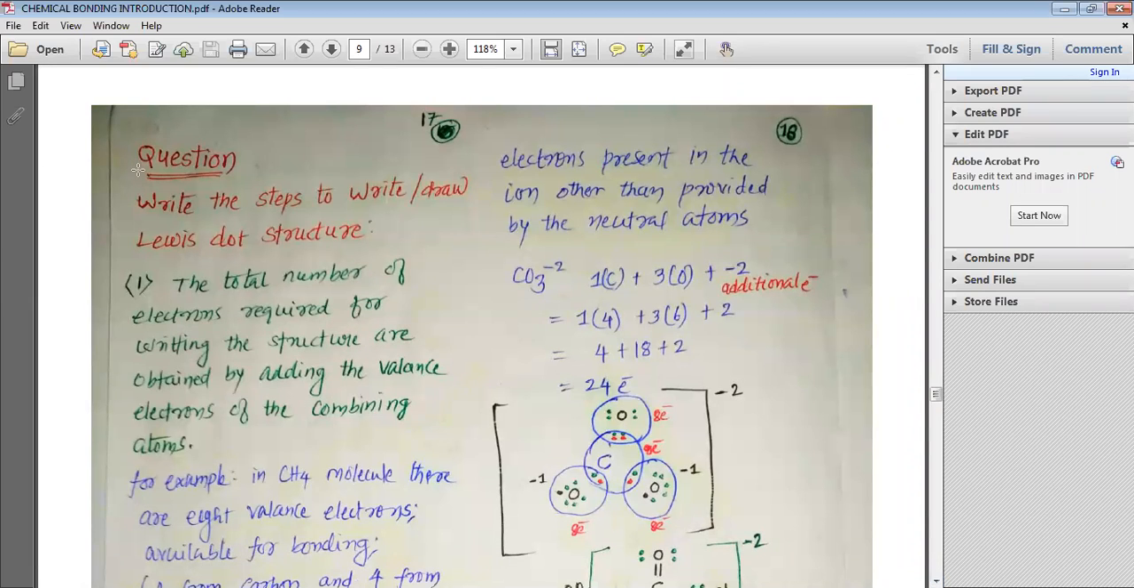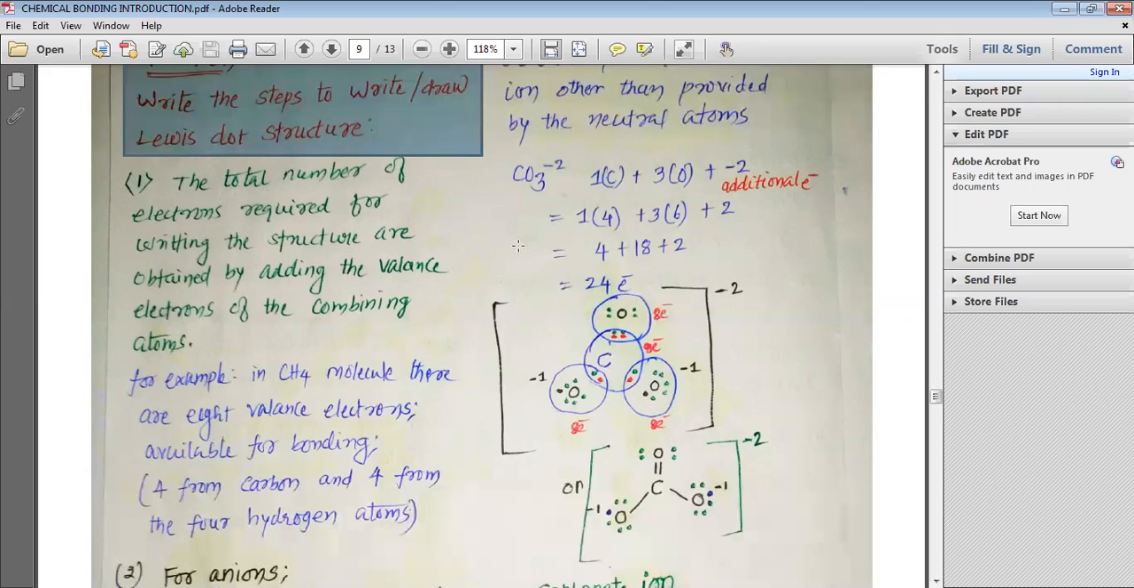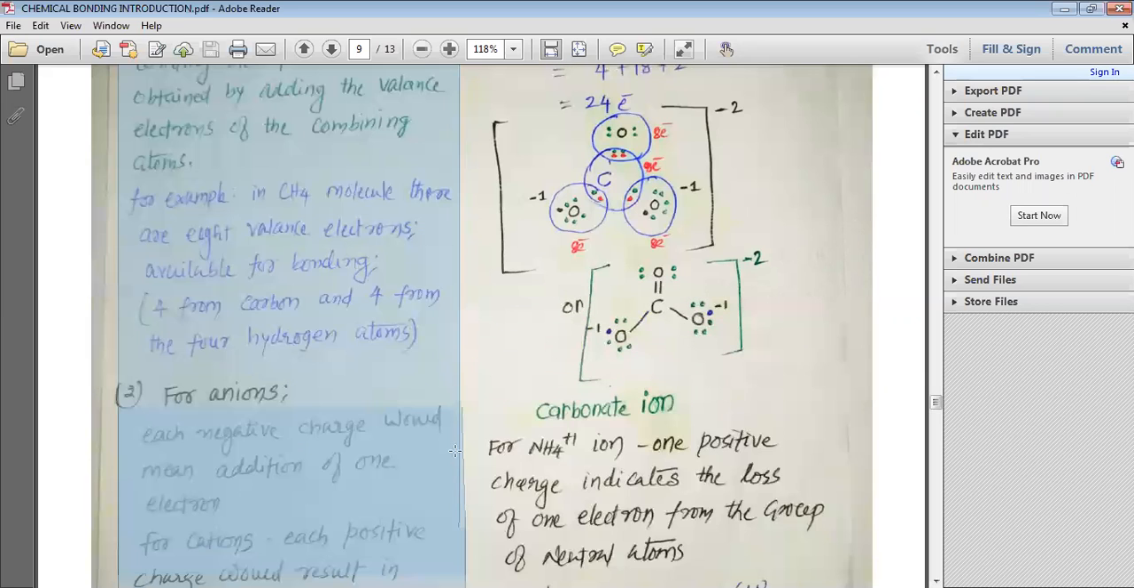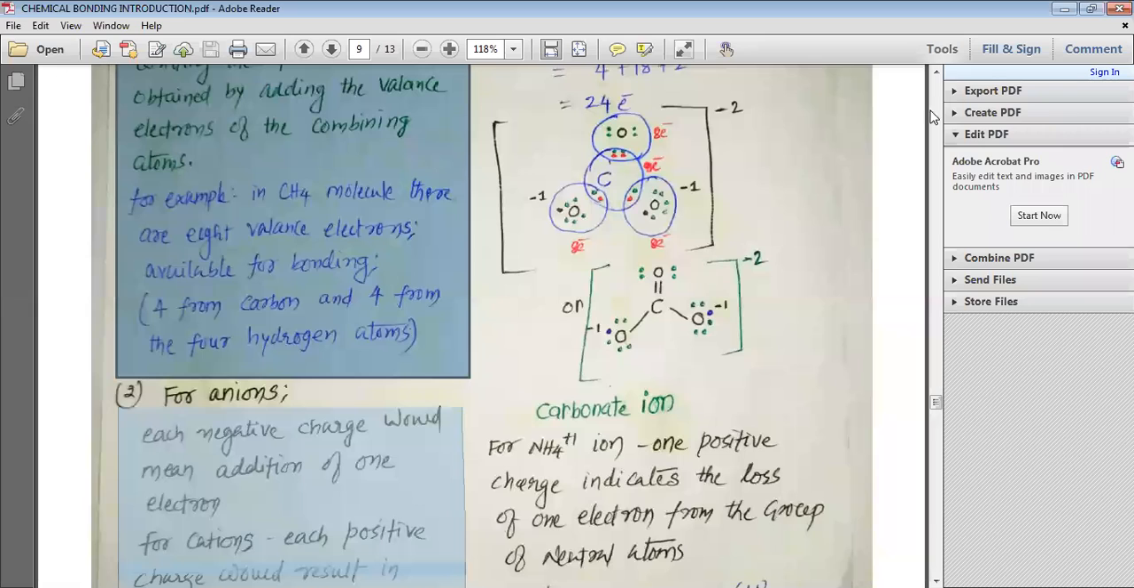Now let us practice whatever we have studied with the help of a few in-text and exercise questions, my dear students. So you will have your exercise and in-text questions solved. Write the steps to draw the Lewis dot structure. Let us answer this question. Let us write the steps to write a Lewis dot structure. So let us go for the first step, my dear students. What is the first step? Let us look at this.